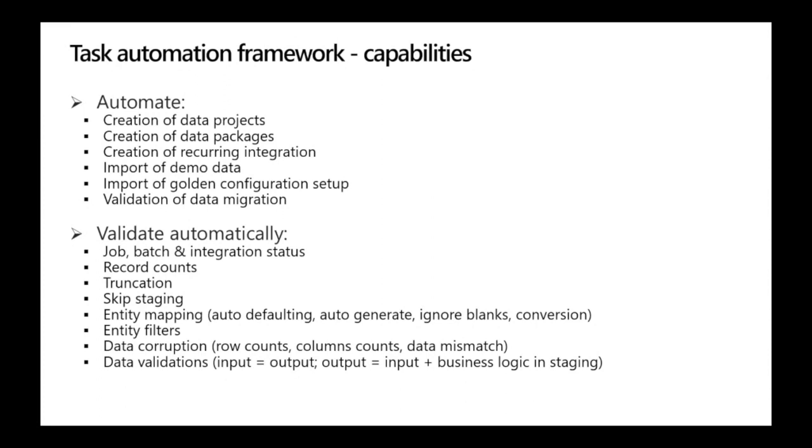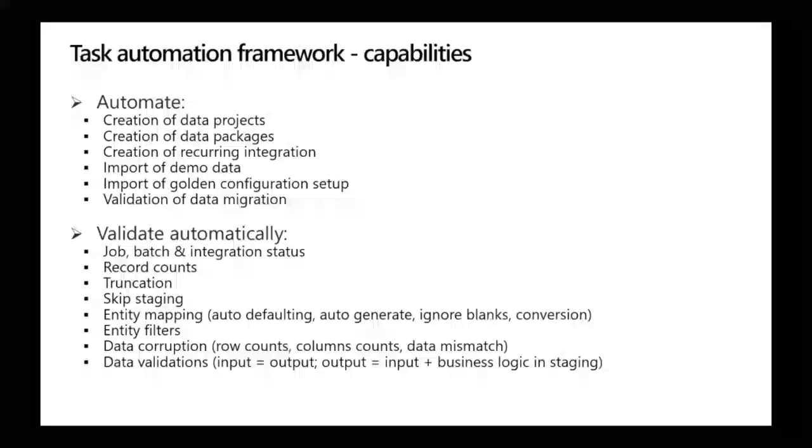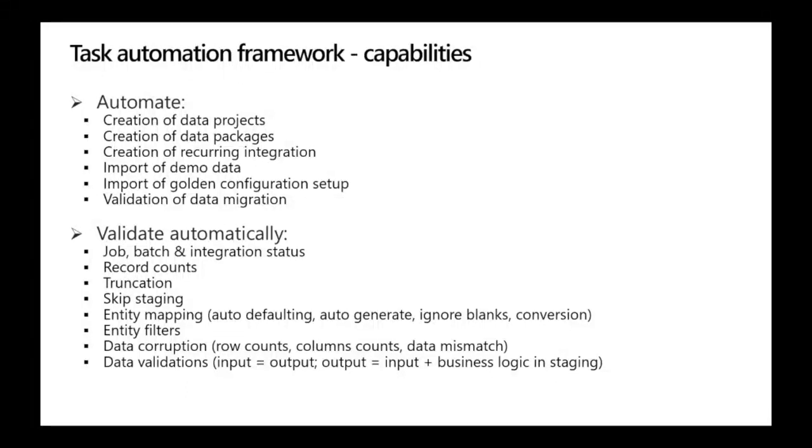And we do a kind of validation also when we are doing the data migration. So for validation, typically, of course, we're going to make sure that we follow up that jobs that are being created have been executed correctly. We're going to look into the record counts. We're going to look if truncation has happened. Even if you allow truncation, we still will be able to see if something has been truncated. And we're going to look, if you have defined that we should be skipping staging, whether that actually has happened or not.